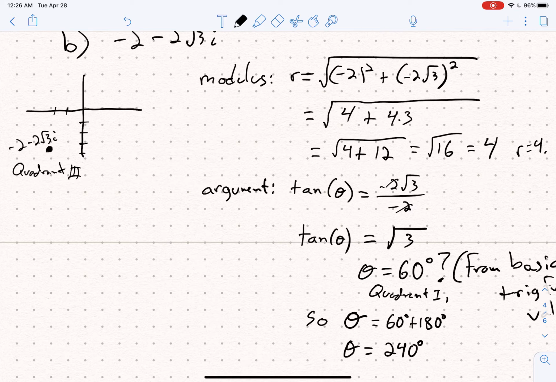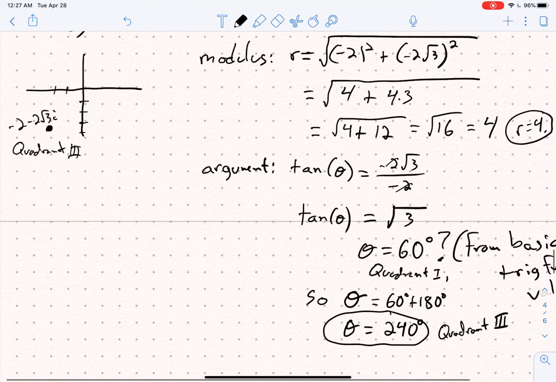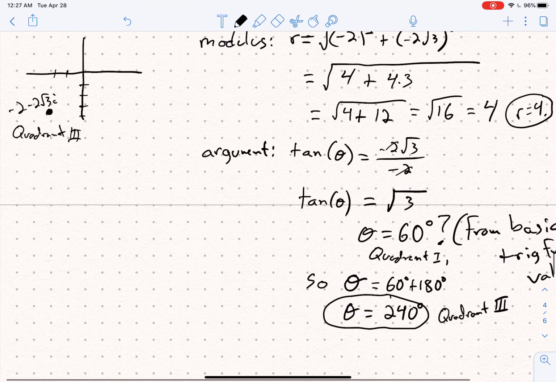And if you think about in the unit circle, here's 0, 90 degrees, 180, 270, 240 is going to be in here in the middle. It's going to be in quadrant 3. That's just a good reality check that this is the angle that we want. So that's quadrant 3. Now, we've found the modulus, and we've found the argument. That is to say, we found the distance and the angle. Let's go ahead and put them together to give the polar form of this number.